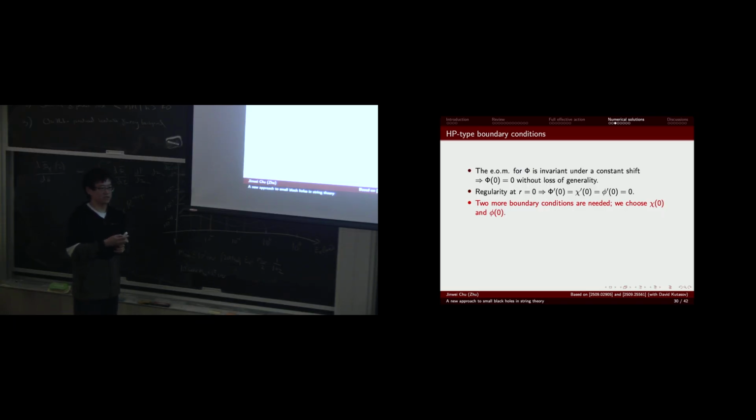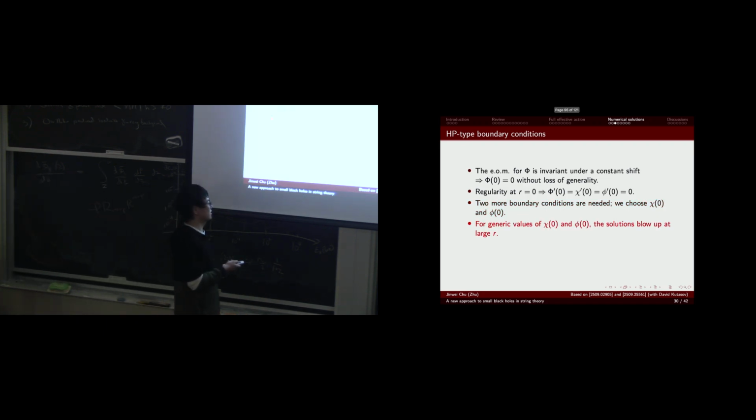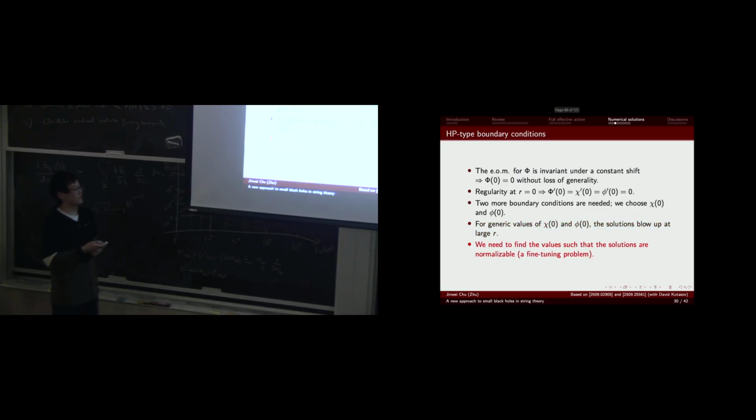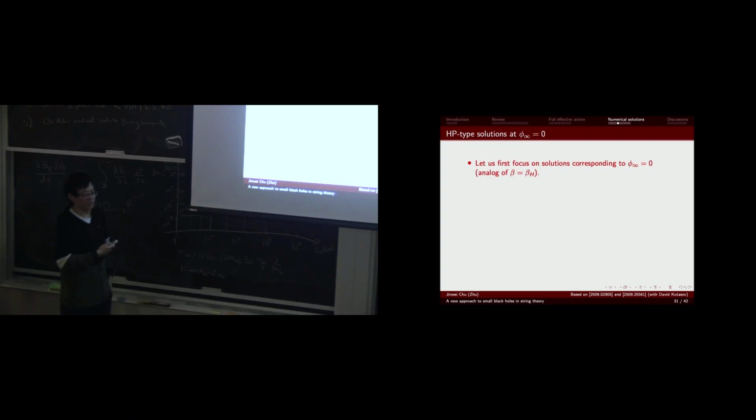So the current theory is not more complicated than the original leading order theory. I mean, technically it's still very feasible to solve them. So for generic chi 0, phi 0, the solution still blows up at large r. And we need to find the correct values of chi 0 and phi 0 to get normalizable solutions. So technically, this is basically a fine-tuning problem. So let me just show you an example of the solution.